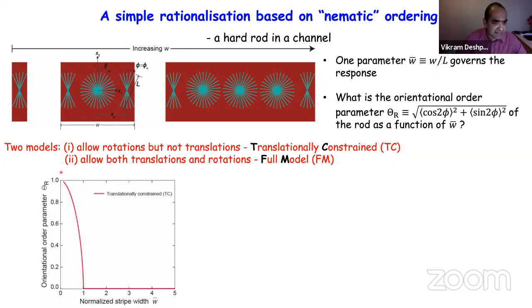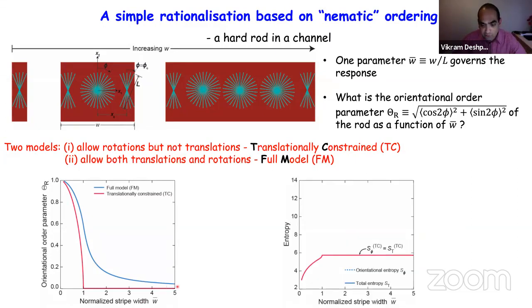But now I take the same case and allow the rod to translate in this manner. Now, if I allow it to translate, I start to get ordering much earlier. And that's exactly what is happening: the cell can not only rotate, but it can also translate along the width. And that's what's allowing this ordering to happen. And why is that the case?